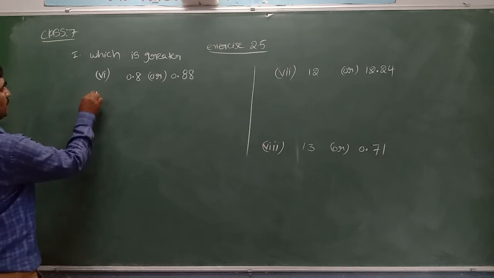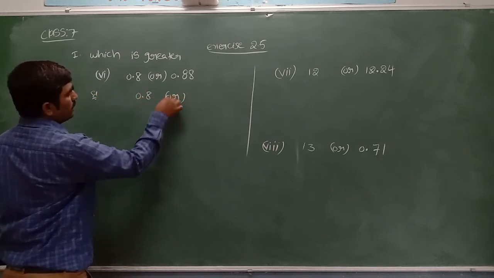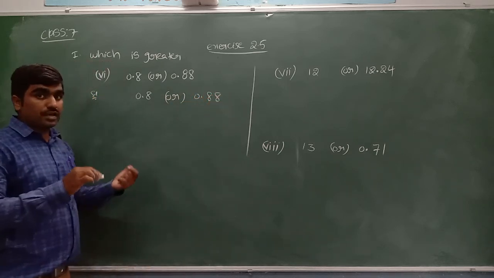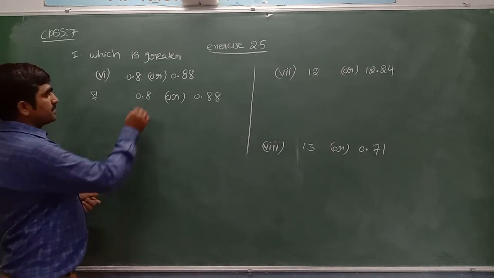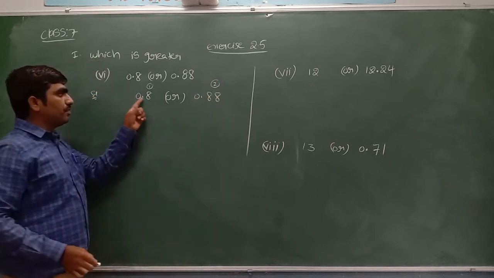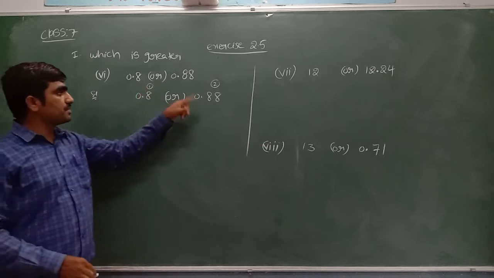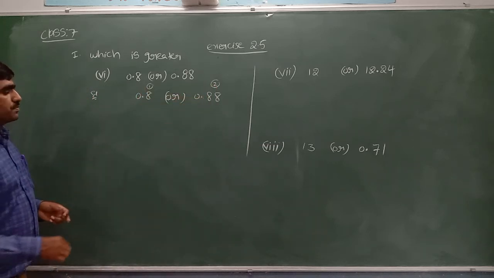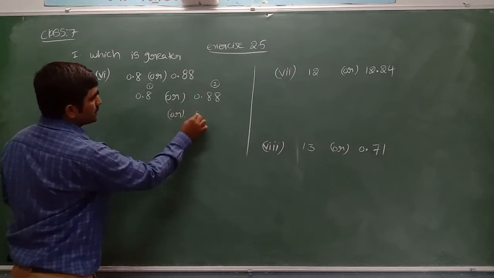Let's see the first one now. What they gave: 0.8 or 0.88. First we have to check whether both decimals are like or unlike. Number of decimal places: 1. Number of decimal places: 2. I mean, the point after 1 digit, the point after 2 digits. Now the maximum decimal places is 2. Yes, I want to express both with 2 decimal places. This one already has 2 decimal places.